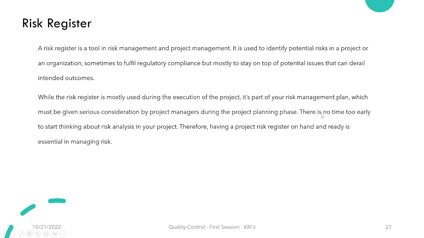As the definition says, there is no time too early to start thinking about risk analysis in your project. Therefore, having a project risk register on hand and ready is essential in managing risk. So the essential thing in managing your risk is to have a risk register well prepared, so that when you need it, you're going to find it. This is the risk register.